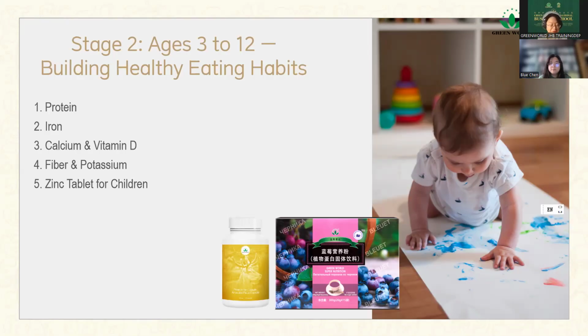Mix a quarter to 1/3 of the blueberry super nutrition serving into milk, yogurt, or breakfast cereal to help prevent rejection by the child. And of course, make sure that your kid is not allergic to peanuts or soy before you feed him these products.